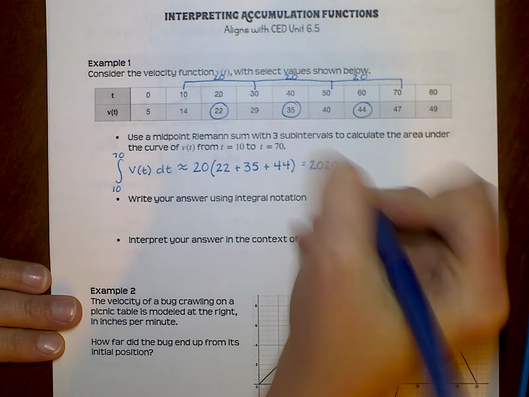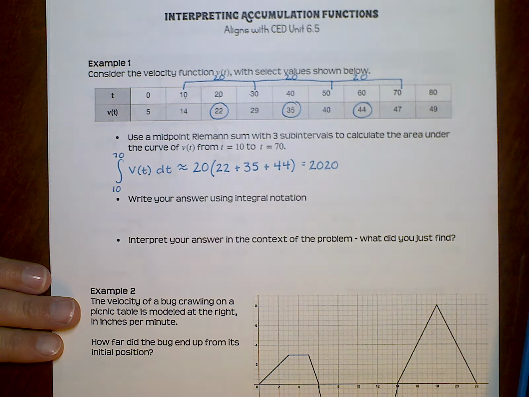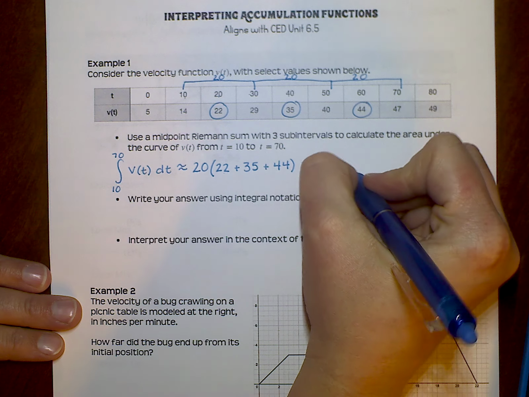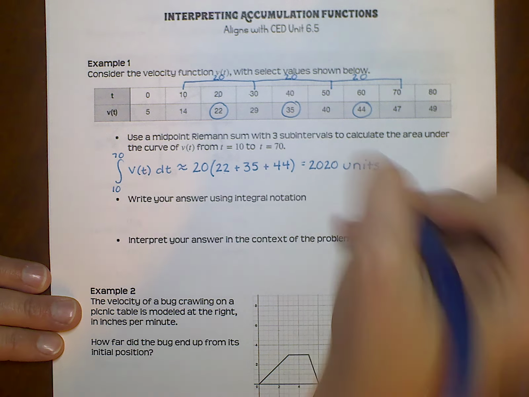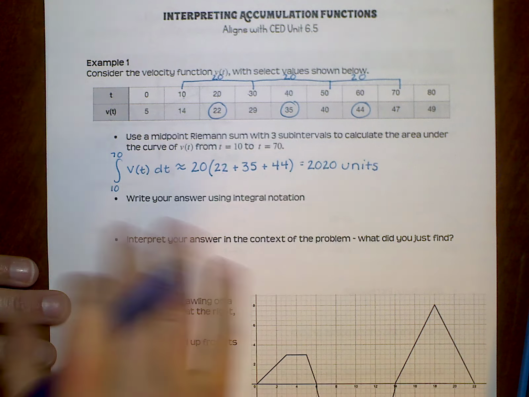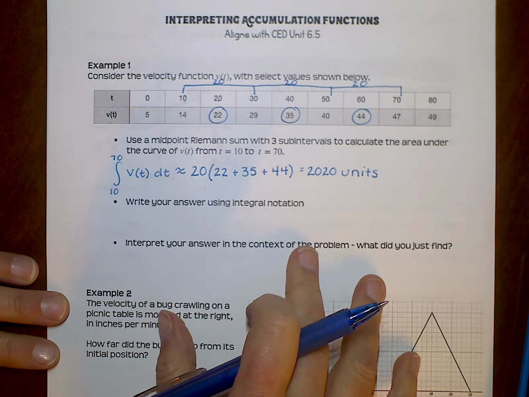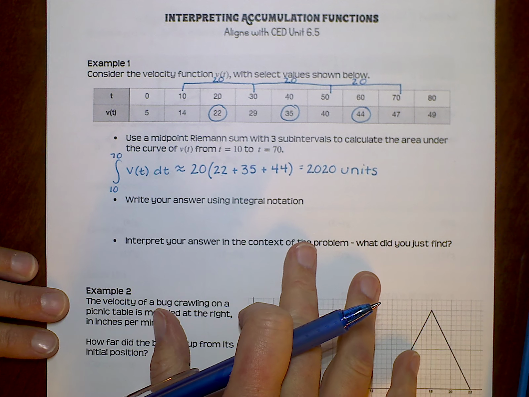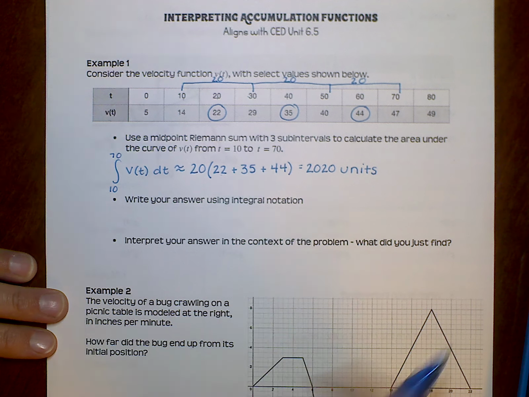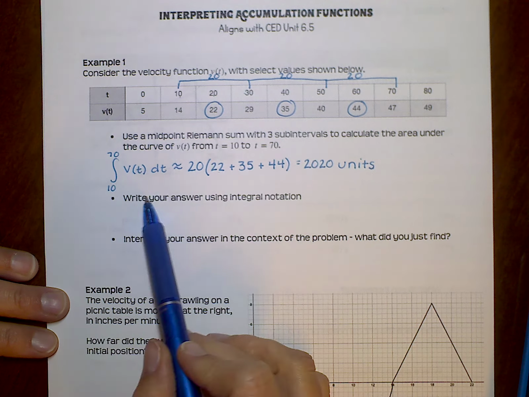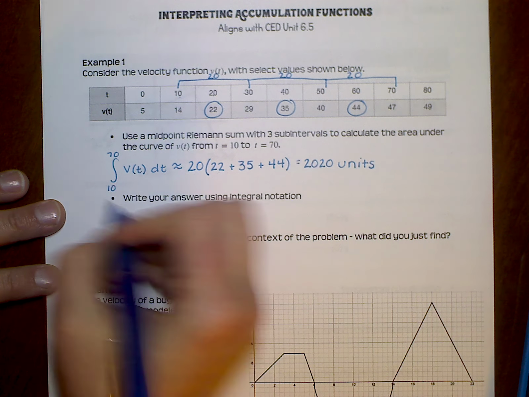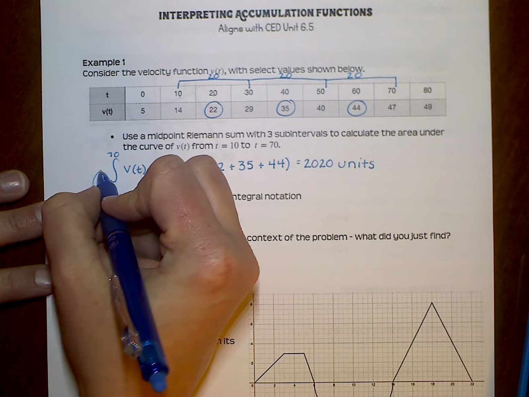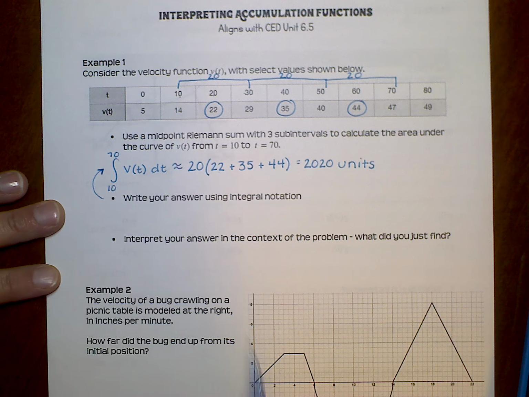Now, I didn't give you a unit on my velocity, but this would be total in whatever measurement my units were in. It's not a rate of change. Okay, so if this were inches, then this would be 2020 inches. If it was meters, it would be 2020 meters. Oh, and then I should have read ahead. Write your answer using integral notation. Well, that's what I just did, right? So my integral notation is just this thing right here. Okay, saying that we found the integral from 10 to 70.